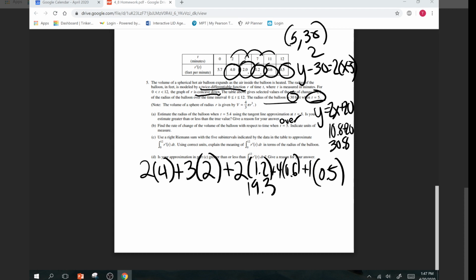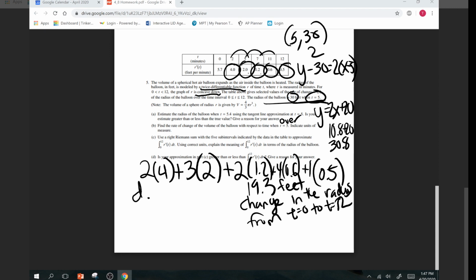And what this is, it's measured in feet, because it's the integral of feet per minute. And it's the change in the radius from t equals 0 to t equals 12. And so the radius is getting bigger over that time, and the amount it gets bigger by is 19.3. We don't know the radius at 0 because we only know the radius at 5, so we don't actually know what it ends up at in that question. So we just know its change, and that's what the integral gives us. All right, so that was C.